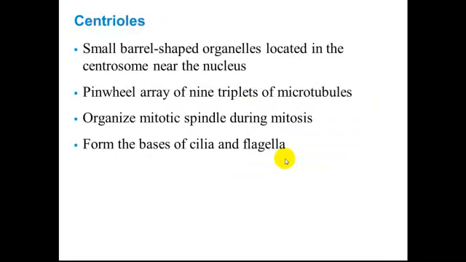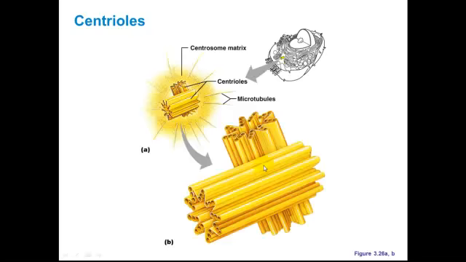Another important non-membranous organelle are the centrioles. Now, centrioles are going to be important in a few different cases. The most important is going to be during mitotic division, organizing the mitotic spindle, which we'll see in the next part of chapter 3. These centrioles are going to be pinwheel shaped. They're arrays of 9 triplets of microtubules. In cells, we will see these being a barrel-shaped organelle, and they're usually located near the nucleus. These are also involved in cilia and flagella, which we'll look at briefly.